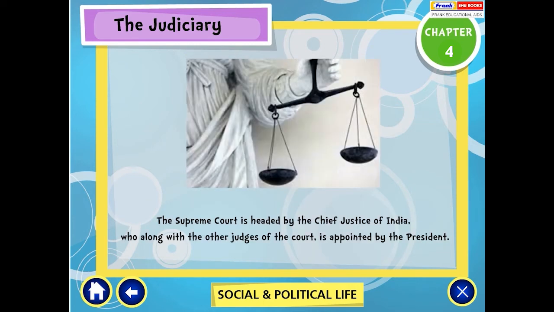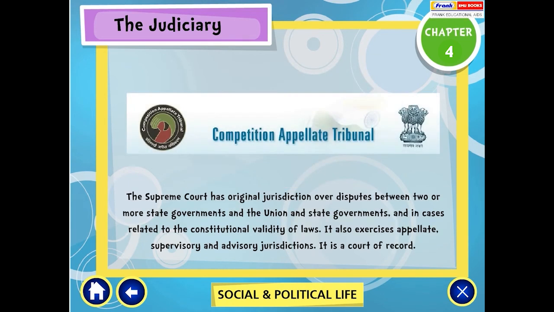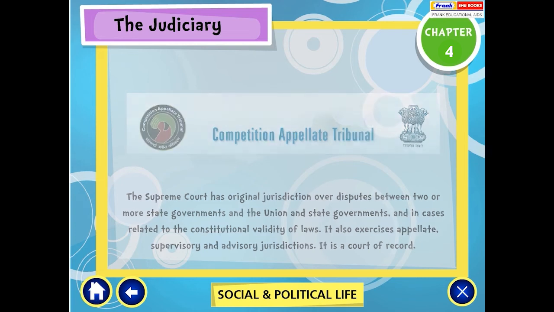The Supreme Court is headed by the Chief Justice of India, who along with the other judges of the court is appointed by the President. The Supreme Court has original jurisdiction over disputes between two or more state governments and the union and state governments, and in cases related to the constitutional validity of laws. It also exercises appellate, supervisory, and advisory jurisdictions. It is a court of record.